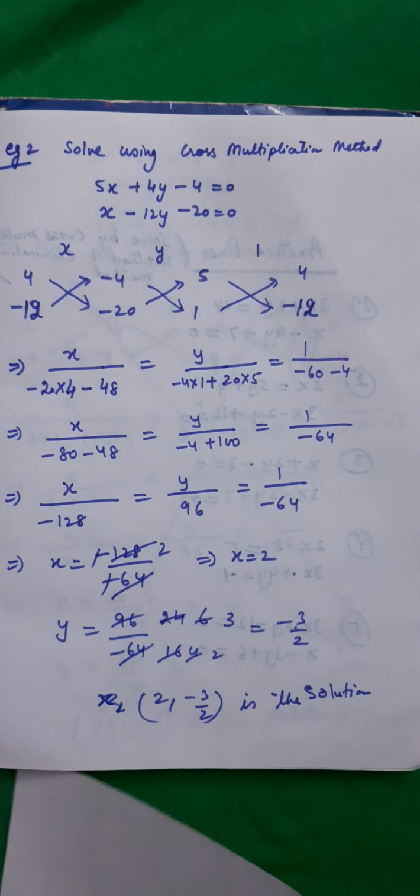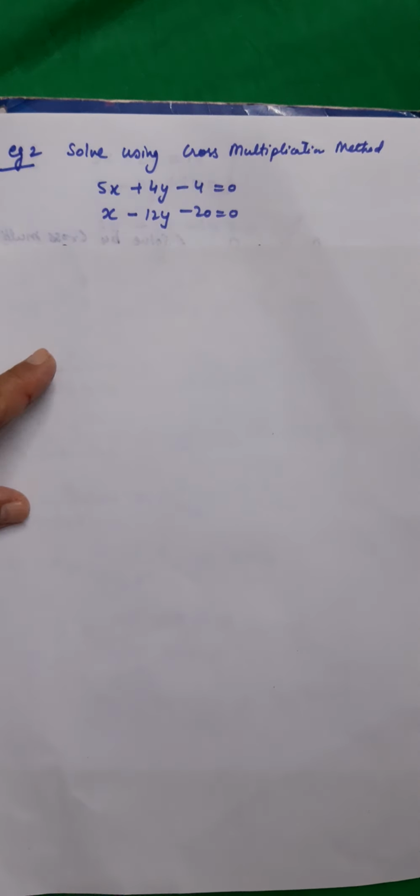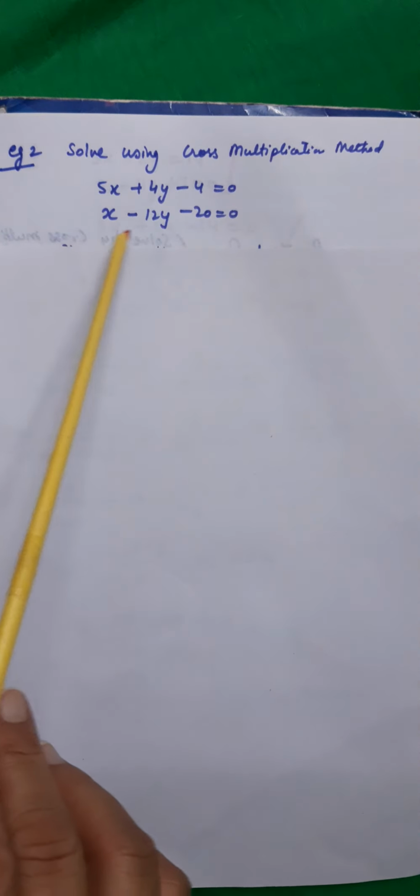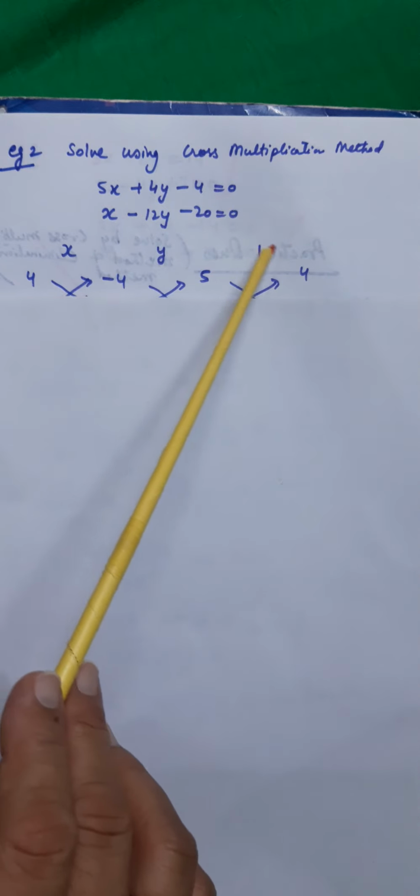Example number 2. Solve using cross multiplication method. Now in this question, the equations are already in the standard form, so we will not change them. Here we simply start by taking out the values of A1, A2, B1, B2 and C1, C2. So how to place them?